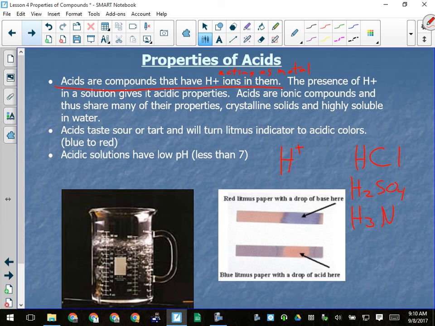They taste sour or tart, but we're not going to try that. And they'll turn litmus indicators to acidic colors. Typically, that means the litmus paper will turn red. We have universal litmus, which goes from 1 to 12. It doesn't go all the way to 14 for whatever reason. If you dip it in there and it starts turning orangish to red, red definitely indicates a strong acid. And there's actually a little picture on the side of the container that tells you which color corresponds to which pH level.